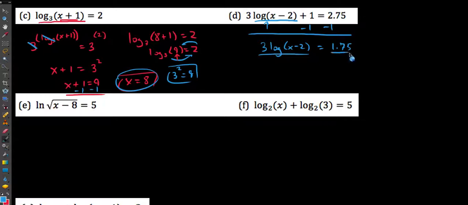I then have to divide the 3 out of the way here. And something I want to say about that is go ahead and leave it as a fraction. We have log of x minus 2 equals 1.75 thirds. Okay.